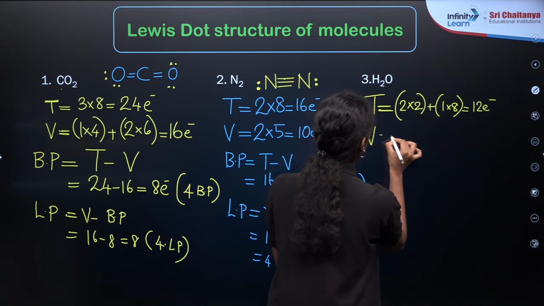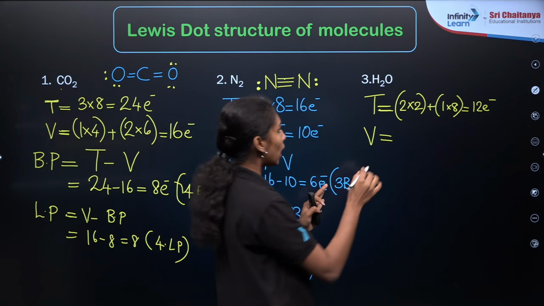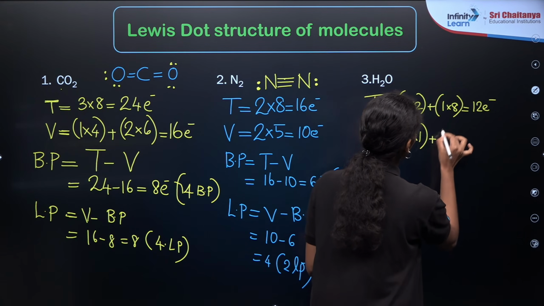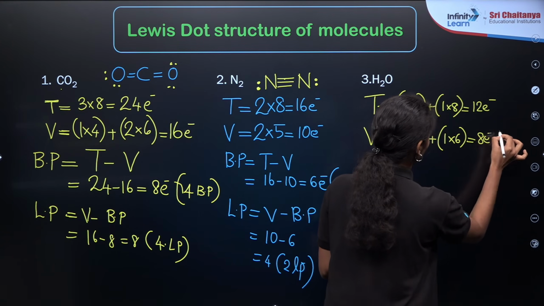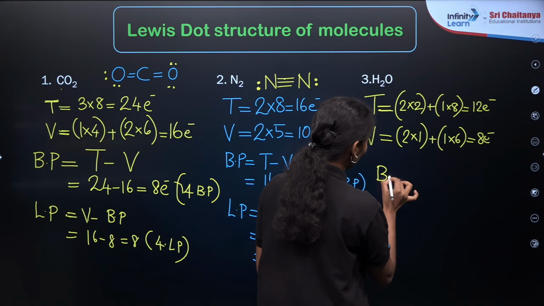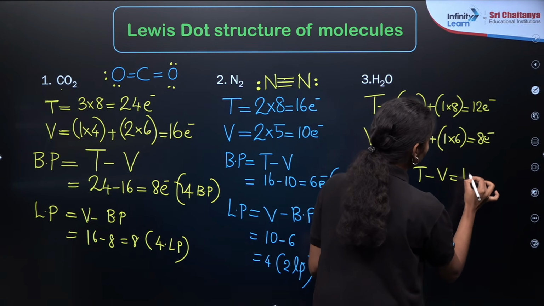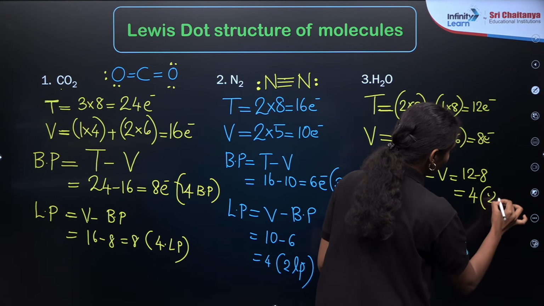In the case of valence electrons, for hydrogen there will be 1 valence electron present, right? So 2 hydrogen is 2 into 1 plus 1 into 6. That is equal to 8 electrons. Now we need to identify the total number of bond pairs, right? So that is equal to T minus V, that is 12 minus 8 equal to 4. 4 means 2 bond pairs.